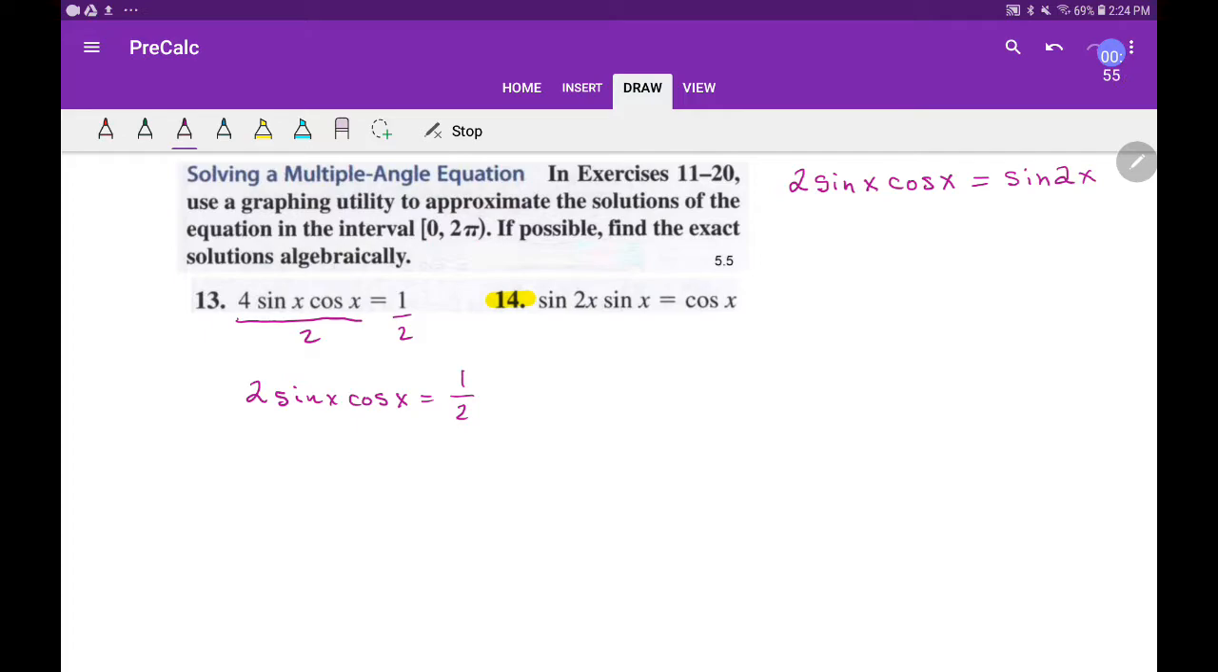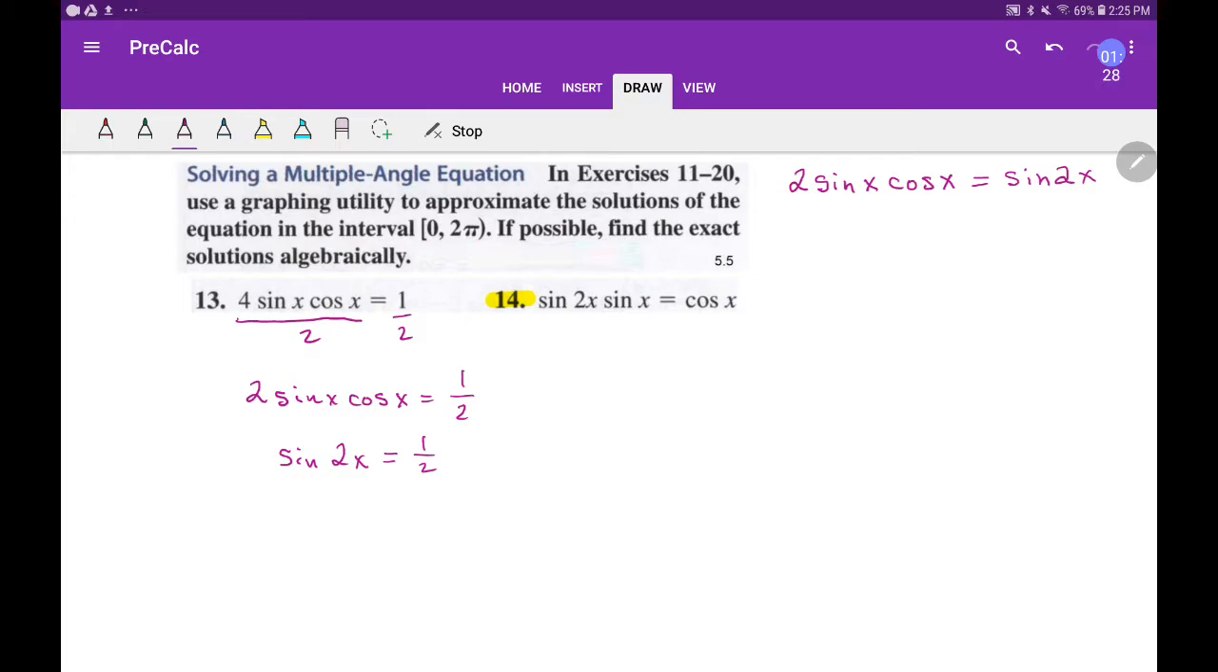And then I could say sine of 2x is equal to 1/2. And that gets rid of our cosine. If you try to do it a different way, there's some pretty messy things that happen. And I may attach a picture of what that looks like if you try to do it a different way, a more creative way.